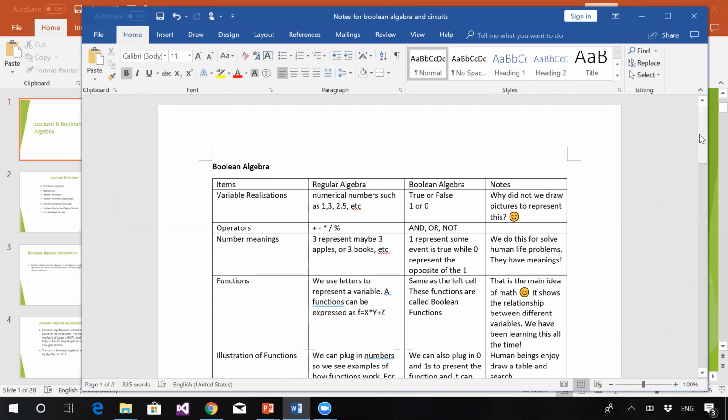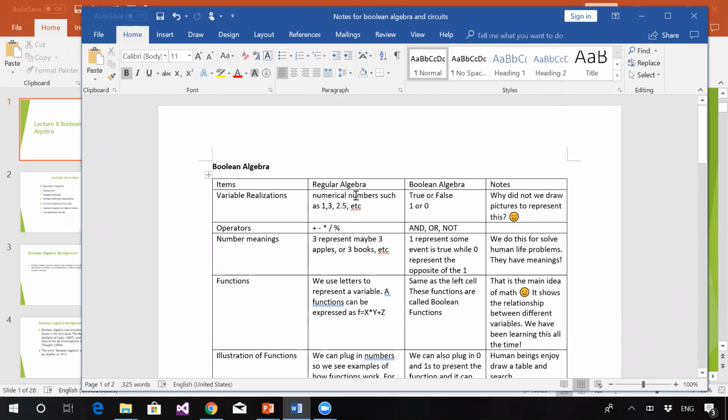In the algebra we have learned before, we already learned the things in this form. We use numerical numbers to represent the real world, and the variables in regular algebra will be 1, 3, 2.5, like that. And then the operators in regular algebra include plus, minus, multiplication, divide, and modulus.